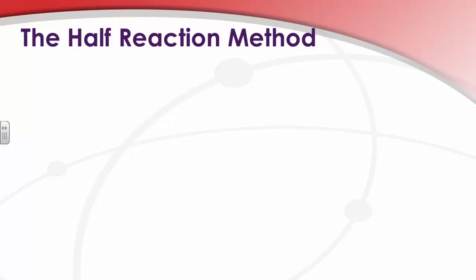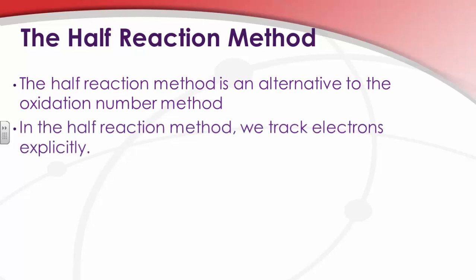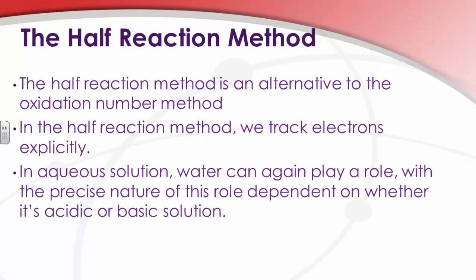Okay, so the half reaction method then, it has some advantages over the oxidation number method. The main one is that we track the electrons as part of the process, and so this gives us the ability to visualize the electrons that are being transferred explicitly. Now, we still have to acknowledge that most of the time we're going to work in aqueous solution, and this means that water can play a role, and we have to balance the atoms associated with water as well.